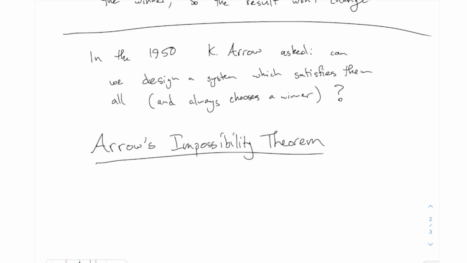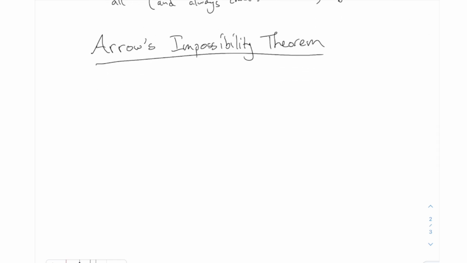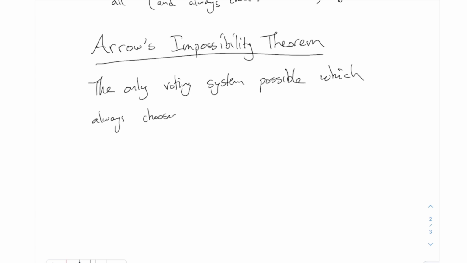Anyway, I'll tell you exactly what the theorem says. It says the only voting system possible which always chooses a winner, so this rules out the Condorcet method, and satisfies IIA and unanimity. In fact, you can't even satisfy both of those. There's only one voting system which satisfies both the IIA and the unanimity.